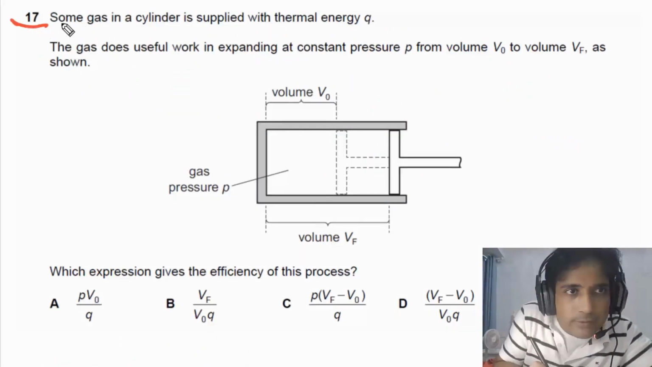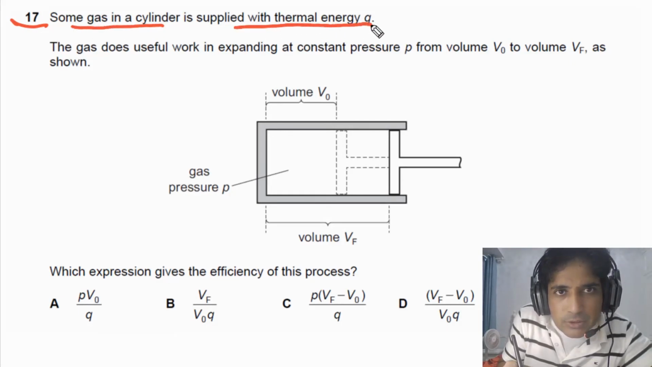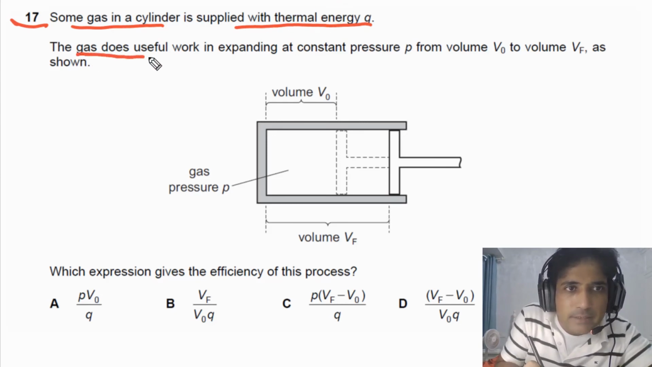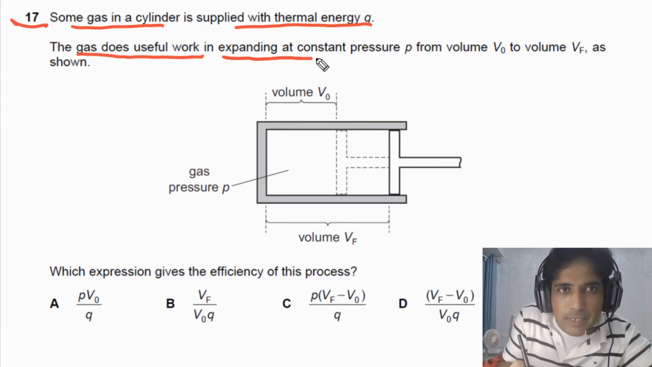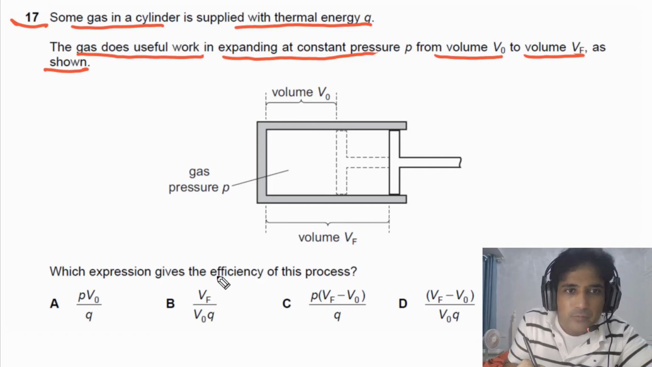For question number 17, it is given to us that some gas in a cylinder is supplied with thermal energy Q. Supplied means this is the input energy. The gas does useful work in expanding at constant pressure from volume V0 to volume Vf as shown in the figure. We need to calculate the efficiency of this process.